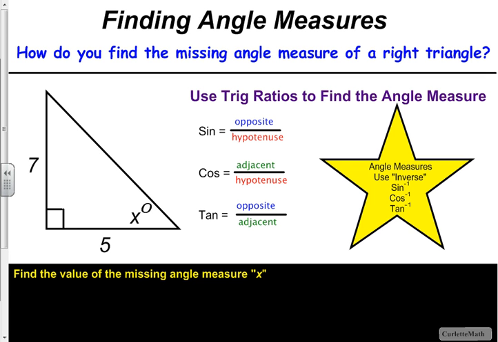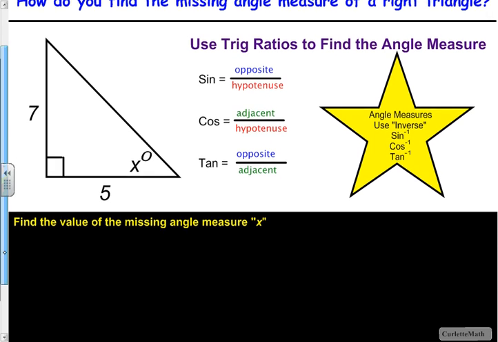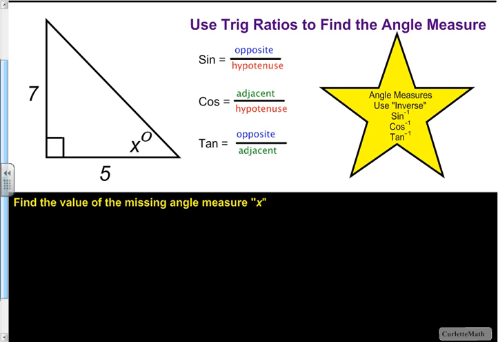Now, this big star that you see is something that you definitely want to take note of and write into your notes, because you're going to have to use a function on your calculator called sine inverse, cosine inverse, and tan inverse to find the angle measures. So make sure you have that written down in your notes. So let's work through the first problem so that we can see exactly what we're going to be doing. Let me scroll down here so we can see everything in one slide.